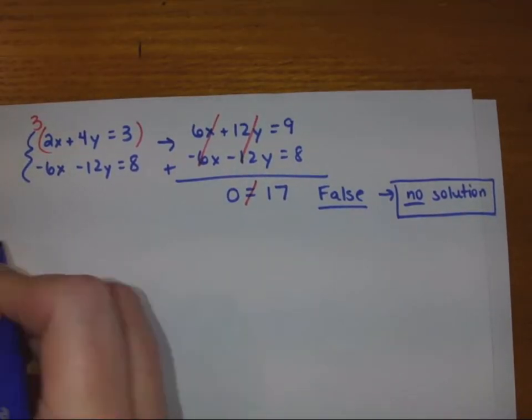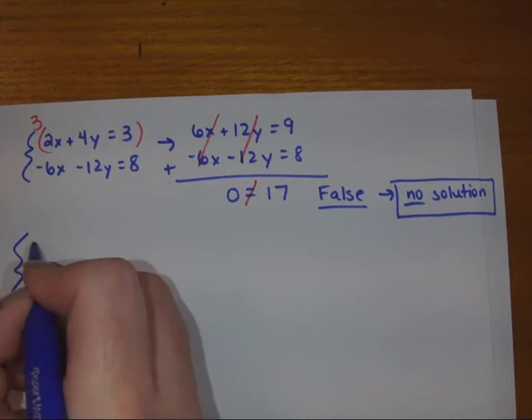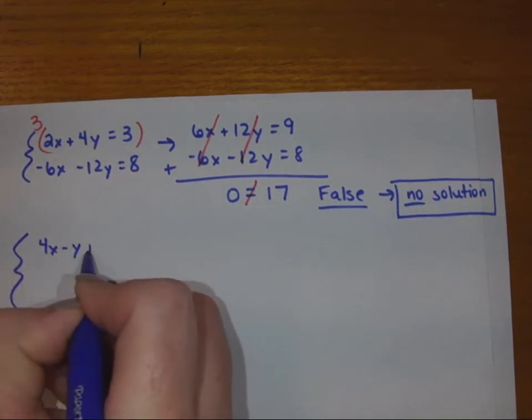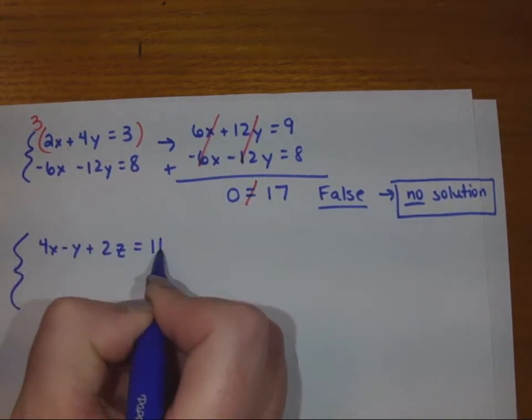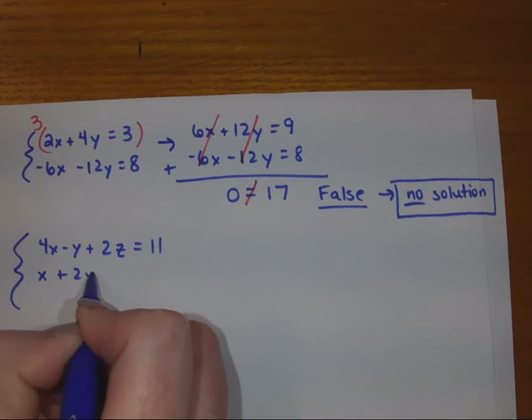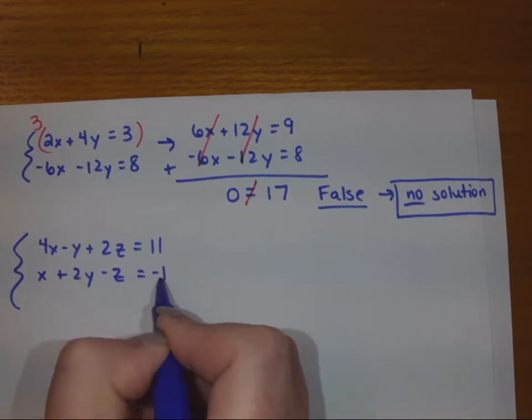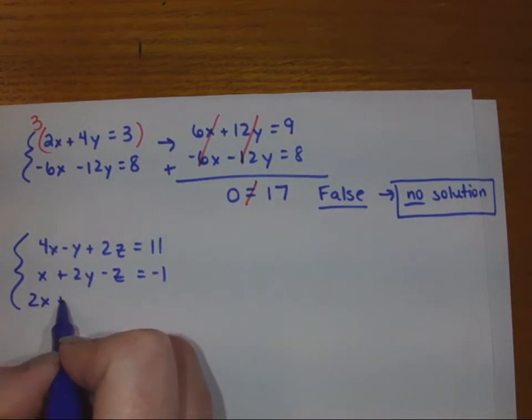All right, so 31. 3 variable systems. So 3 variable systems are not that much more difficult, but they are a little more time consuming because there's more stuff to try to figure out.